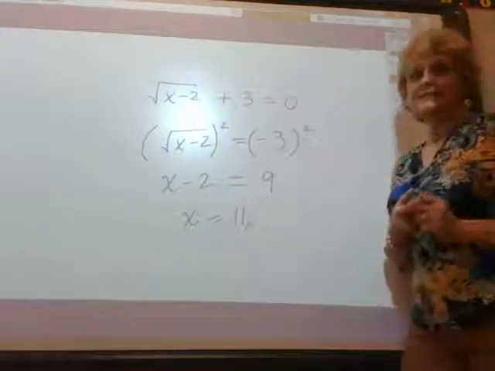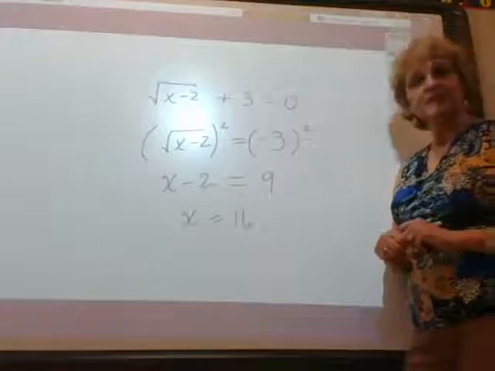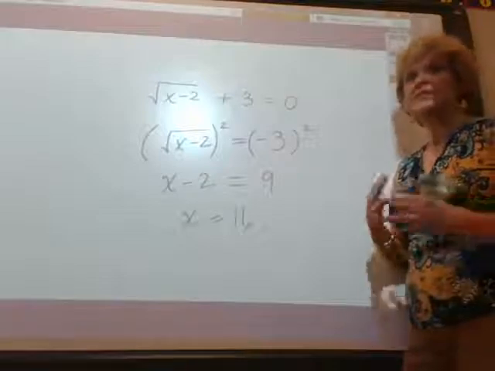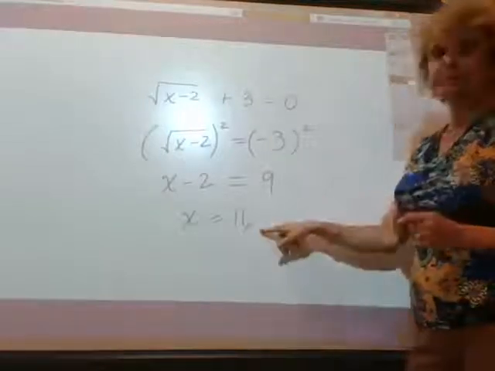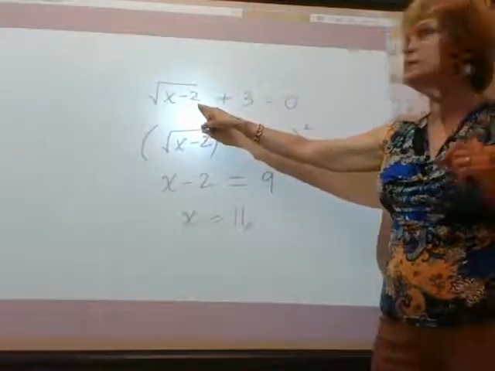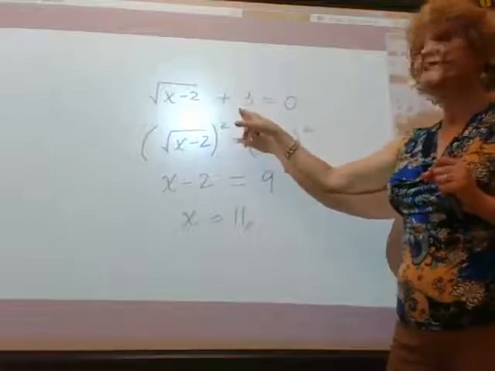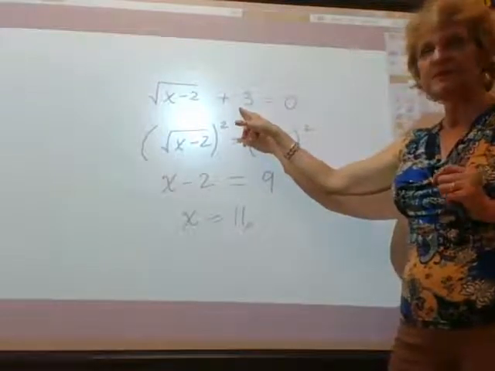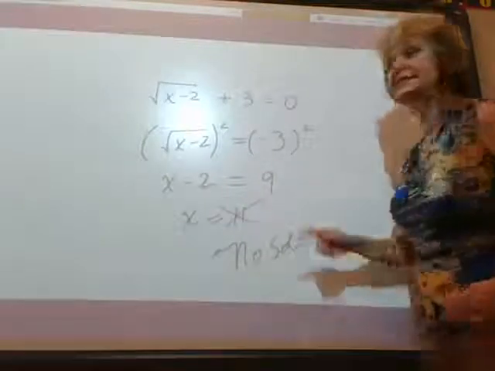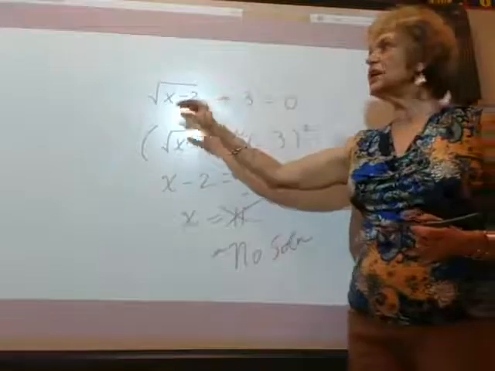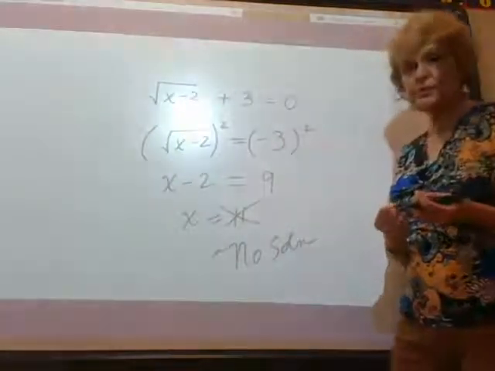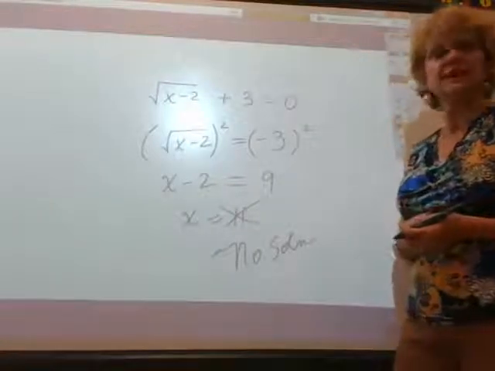Now, with these, it is imperative that you check your answers because sometimes you're going to get an answer that doesn't work. In other words, something that's not true. So let's plug this in. So 11 minus 2 is 9. The principal square root of 9 is 3. 3 plus 3, that's not equal to 0. So this has no solution because that x did not work. And again, when we plug in a value, we're going to take out the principal square root. Okay? So 3 plus 3 is not 0.